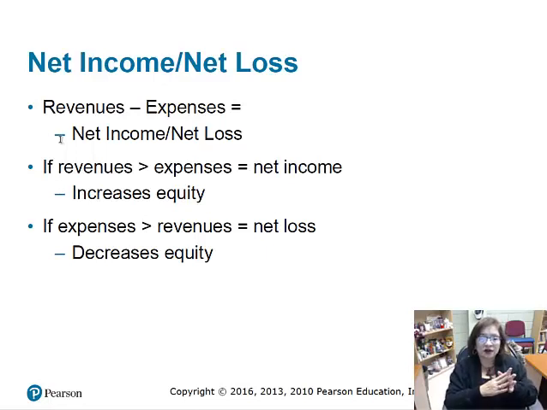If revenues are greater than expenses, then net income increases equity, meaning I've made money. If expenses are greater than revenues and it equals a loss, then it decreases the equity that the owner has in the company, because the company doesn't have the same money.